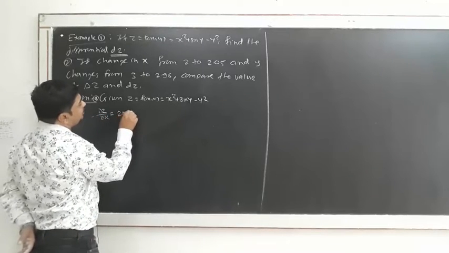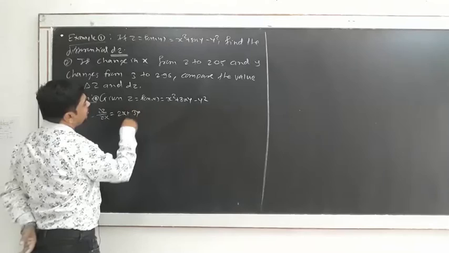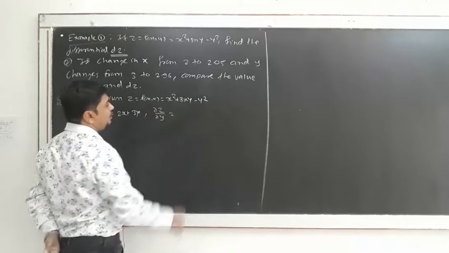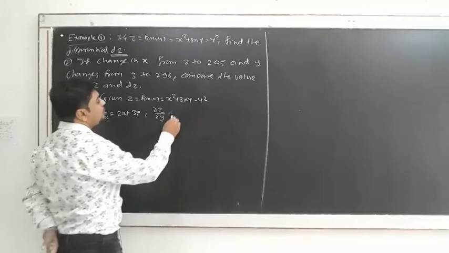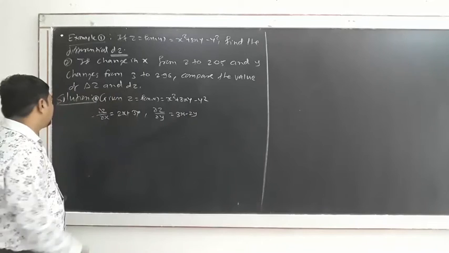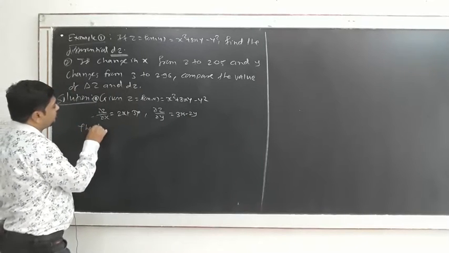It is 2x plus 3y. What is ∂z/∂y? It should be 3x minus 2y.